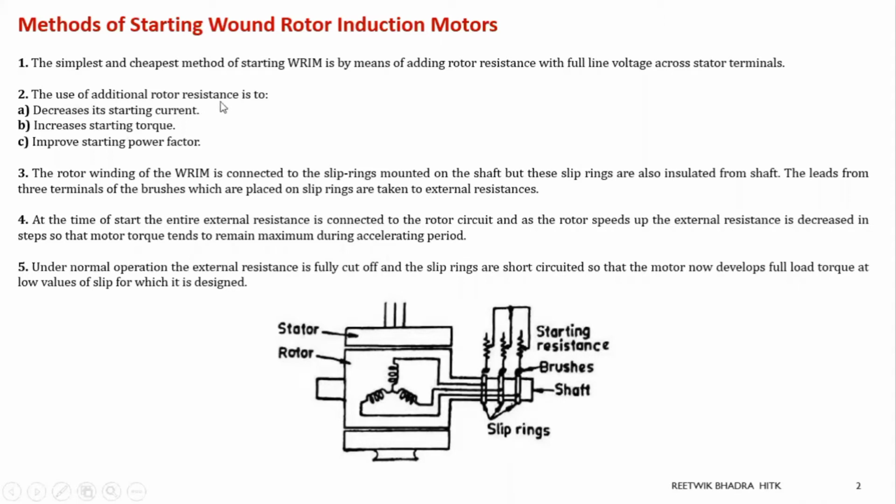So what will be the use of the resistance? There are three uses of resistances. One is decreasing your starting current, it will increase your starting torque, and improve your starting power factor. All this relation with the rotor resistance has been studied. You can go through it, how these factors are increased or decreased, and understand this. I'm not discussing this in detail.